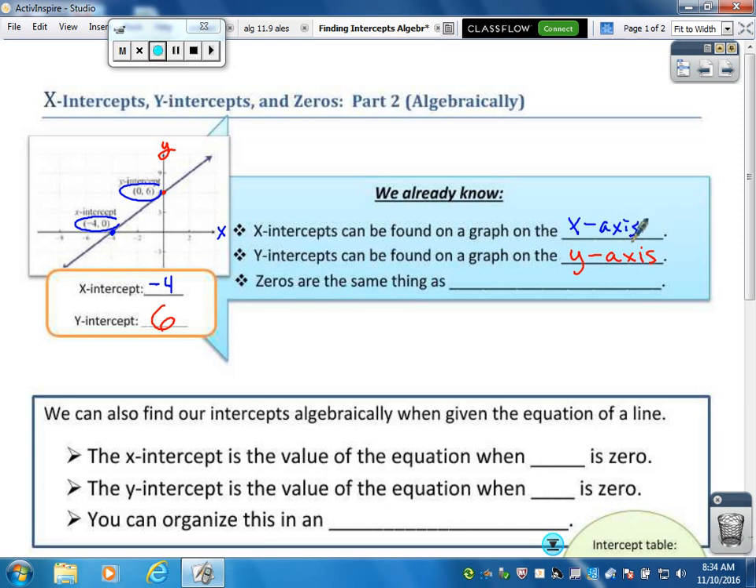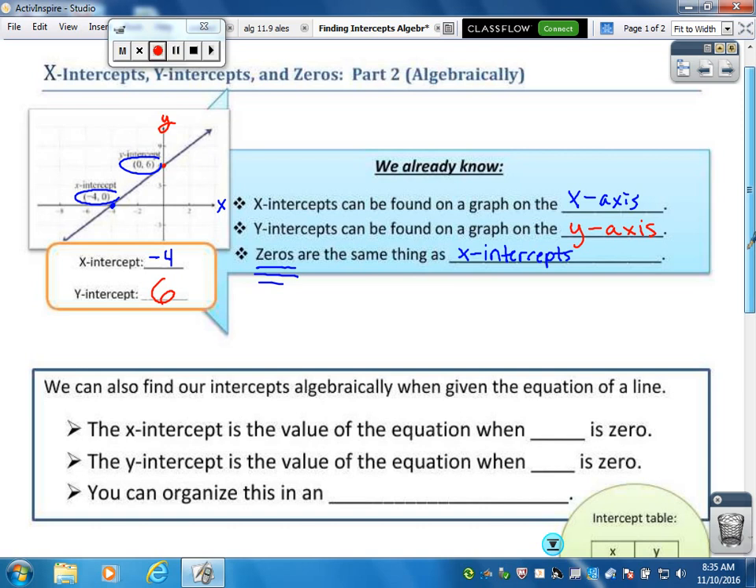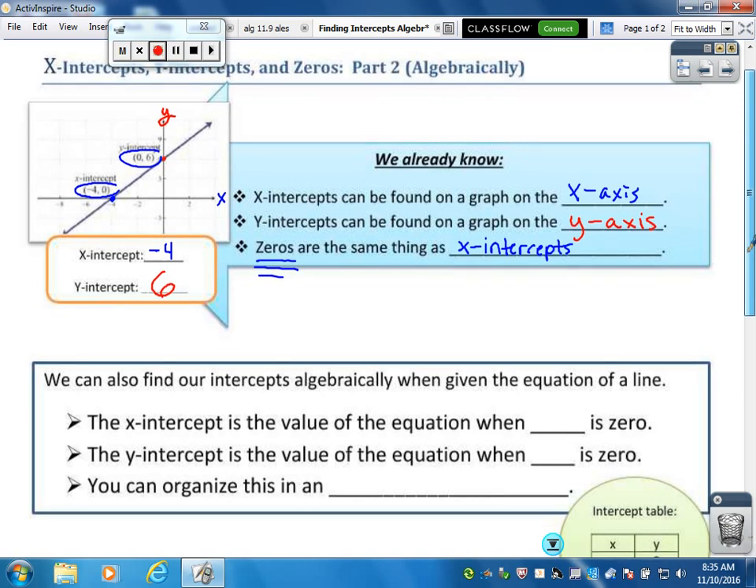And then zeros, do you remember what they are the same thing as? Those are the exact same as your x-intercepts. So if I asked what the zeros of this graph were, this one right here, you would also tell me -4 for that one. But sometimes we don't have a graph and we still want to know our x and y intercepts or even our zeros.